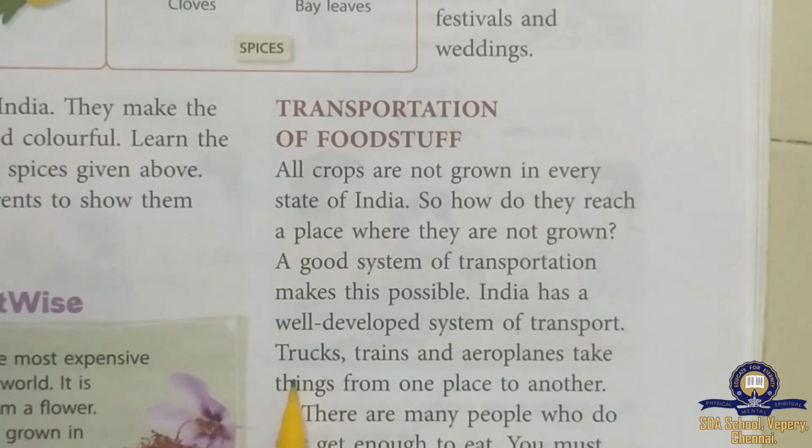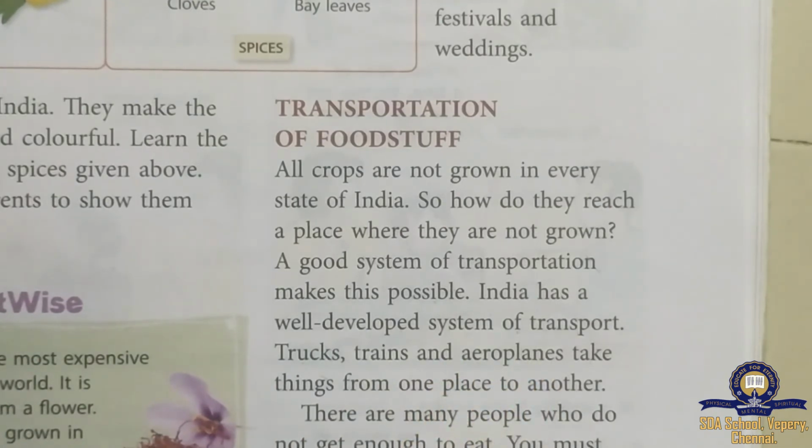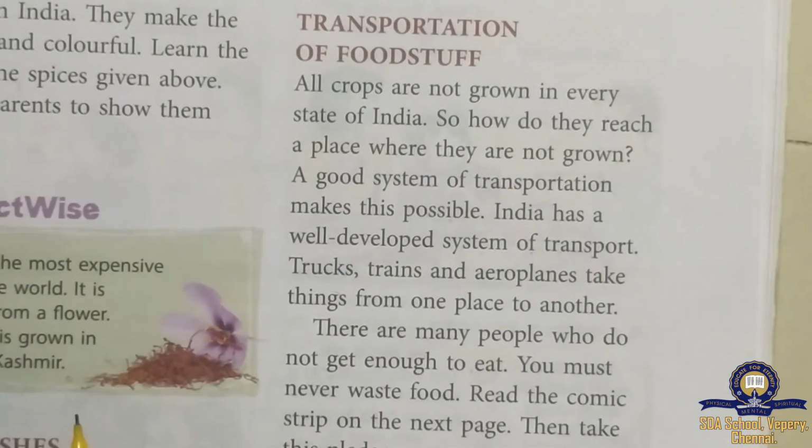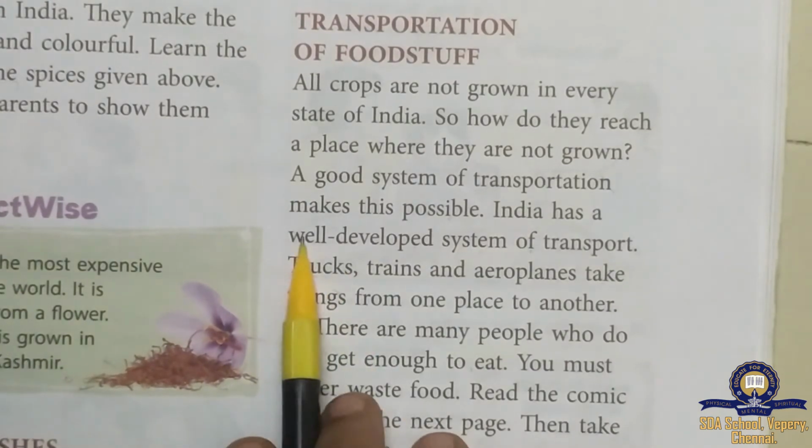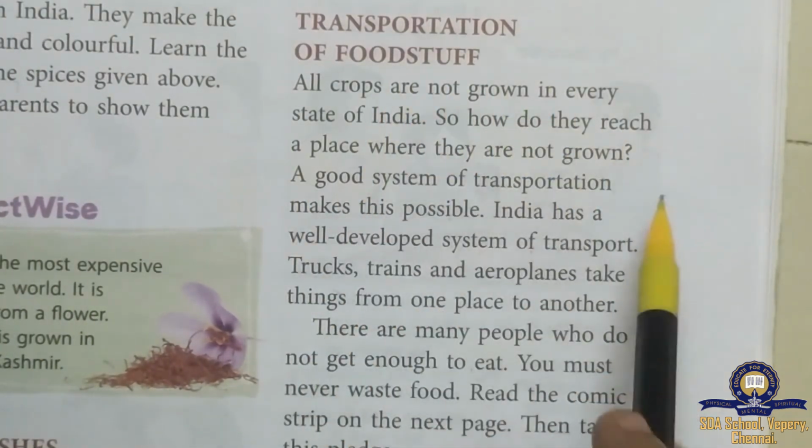Trucks, trains and aeroplanes take things from one place to another. These are the main transport of foodstuffs.